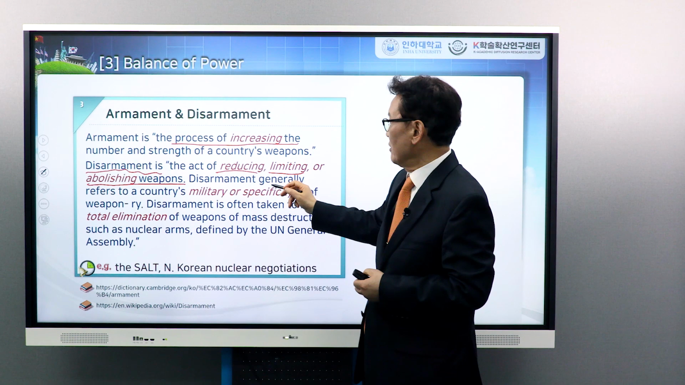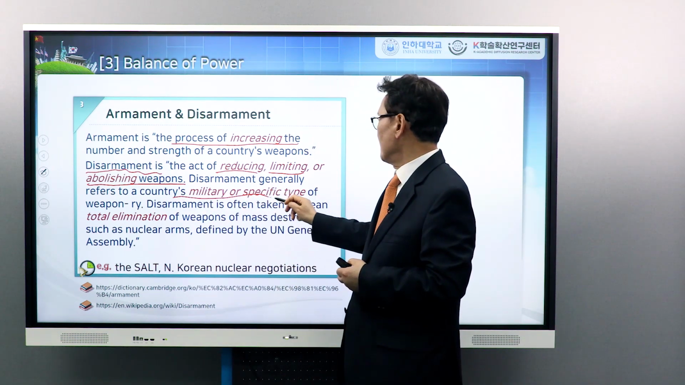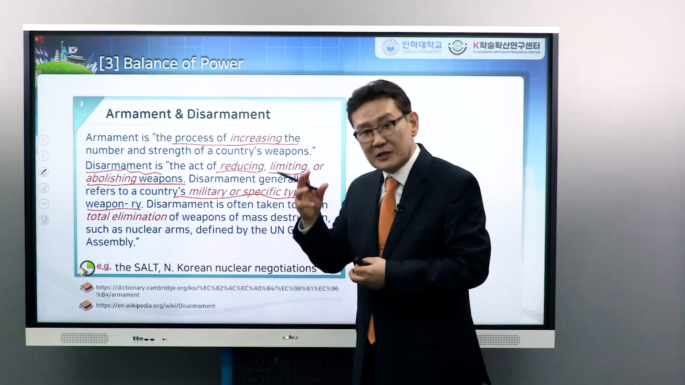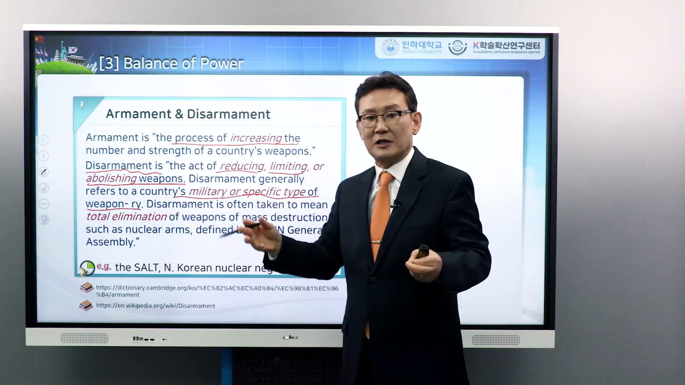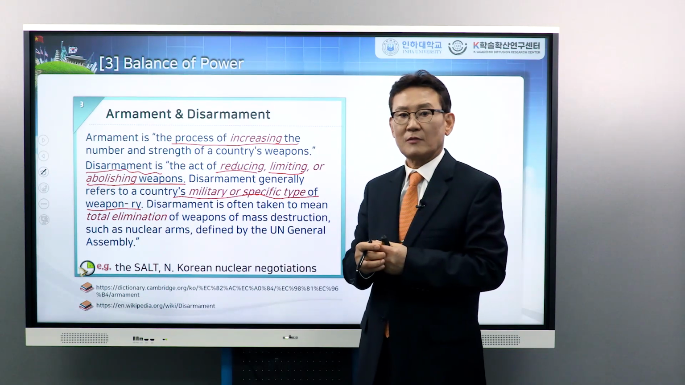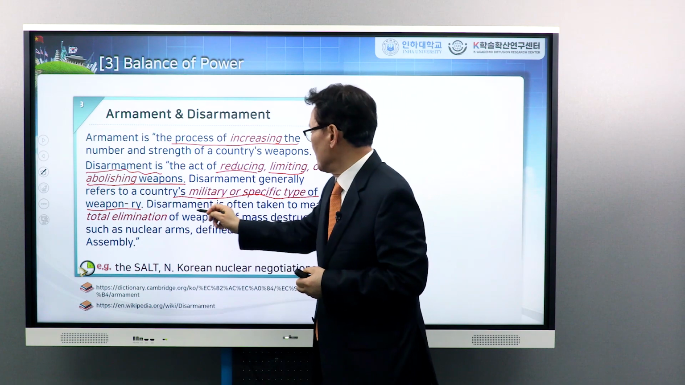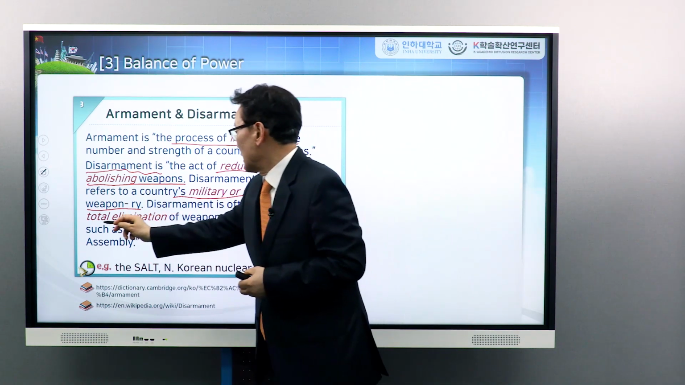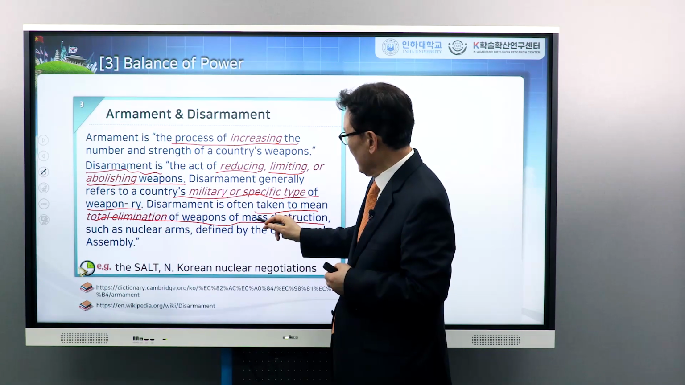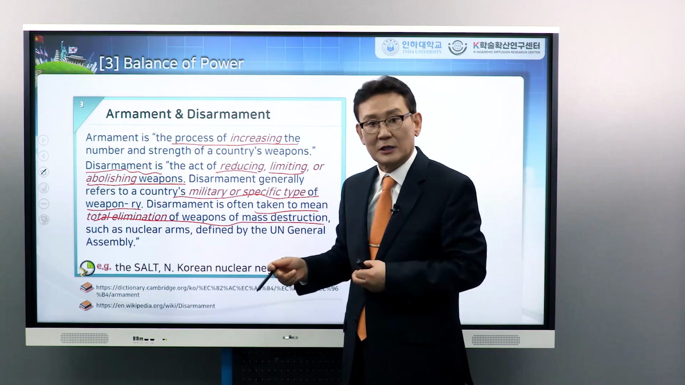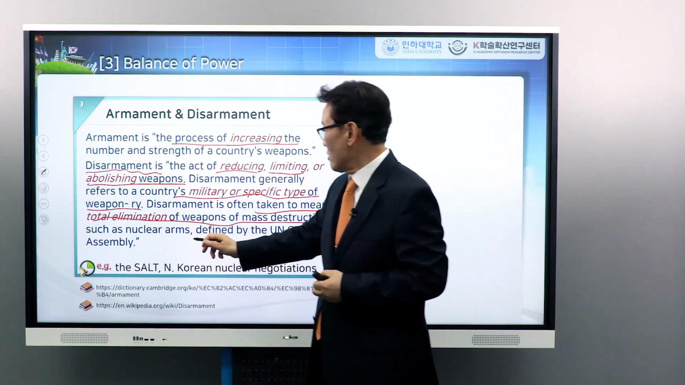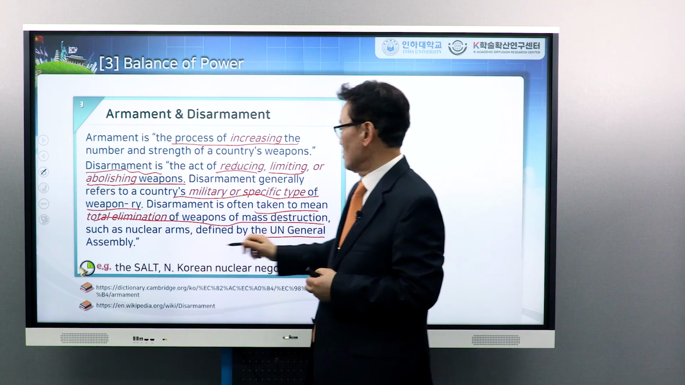And disarmament generally means a country's military or specific type of weaponry. Disarmament of specific weapons, or the size of military, or size of defense or the budget. So sometimes disarmament is taken to mean total elimination of weapons of mass destruction. Weapons of mass destruction means WMD, including the nuclear weapons or thermonuclear weapons, such as nuclear arms defined by the UN General Assembly.